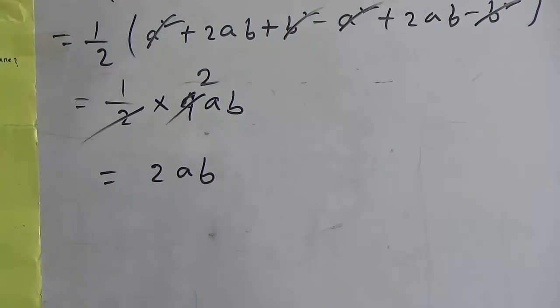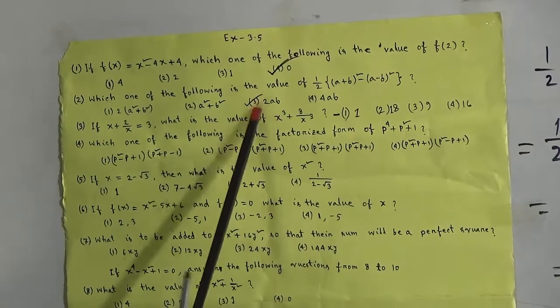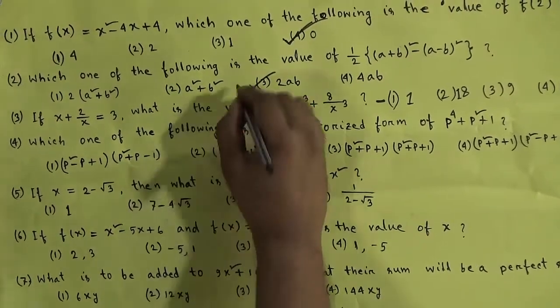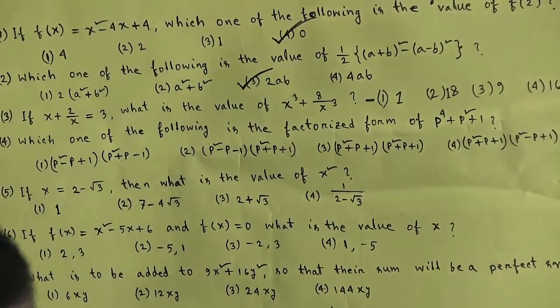and the answer is 2ab. That means in option 3, 2ab exists, so the correct option of number 2 will be option 3, 2ab. This is the correct option.